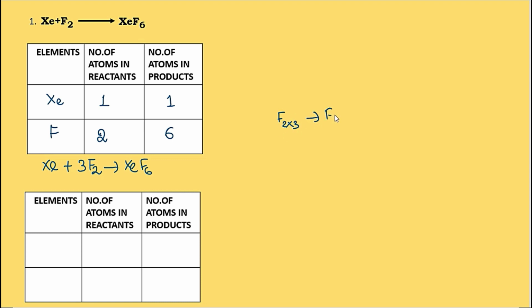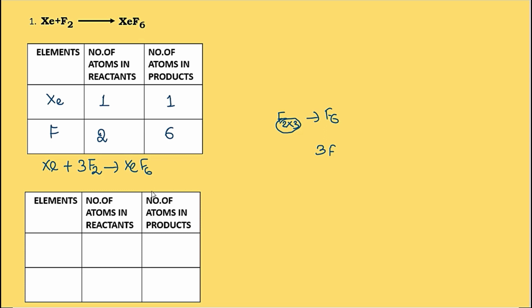So that will also make F6, but it's the rule of balancing an equation that you are not allowed to change the subscripts or the molecularity or atomicity of the elements. The only thing you can do is multiply the elements with the coefficients. Suppose this is F2, you can multiply it before the element.